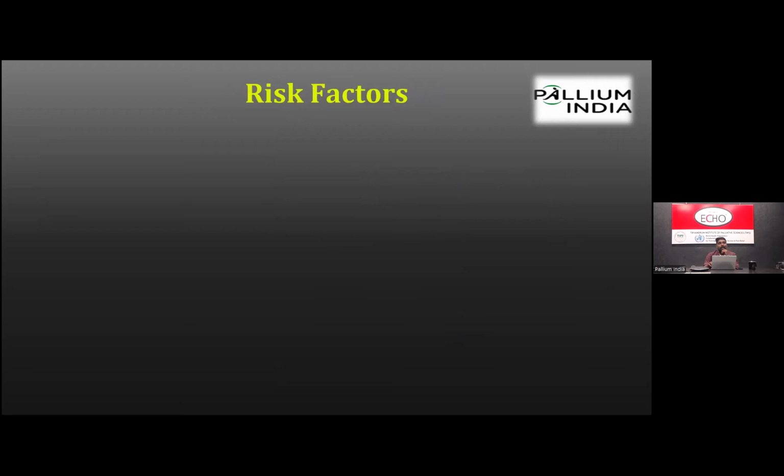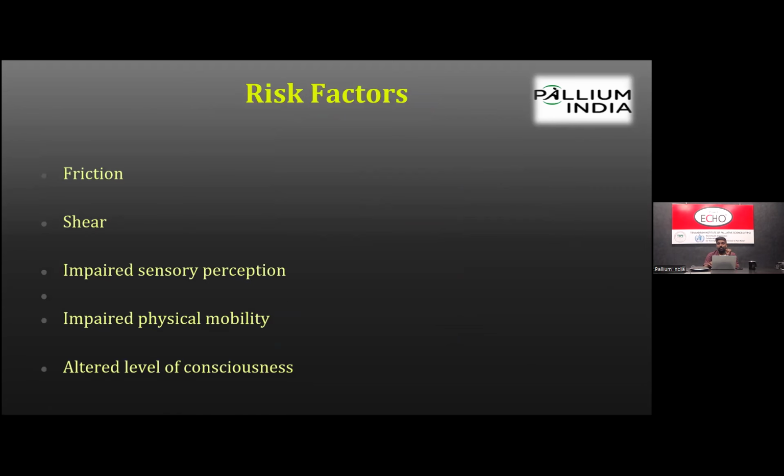Now we can see some of the risk factors, the categories of patients in whom the chance of developing pressure sores is very high. Some risk factors include friction and shear. Both are around the same, but friction, as we all know, is a force developed when two surfaces move in opposite directions. In the same way, for example, I am repeating, one patient is lying in a supine position.